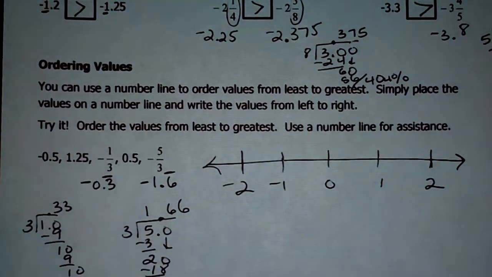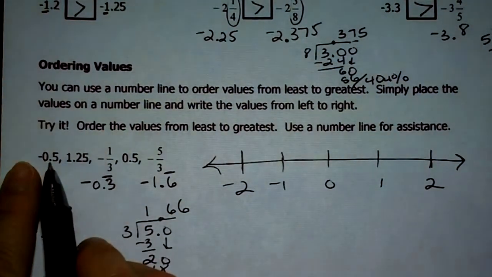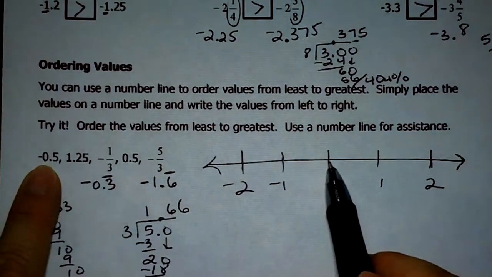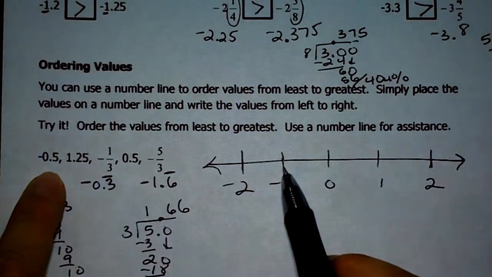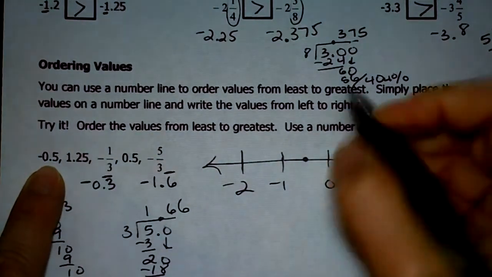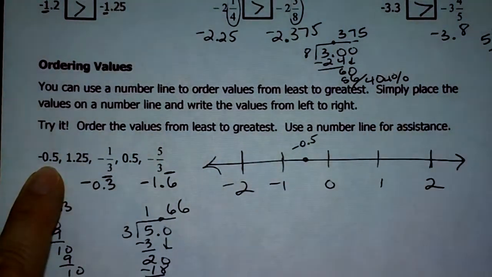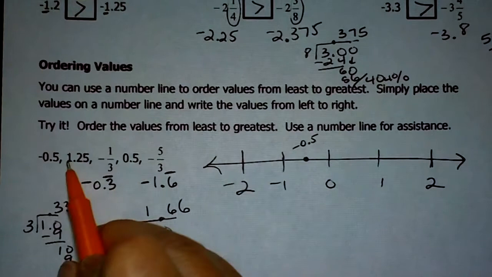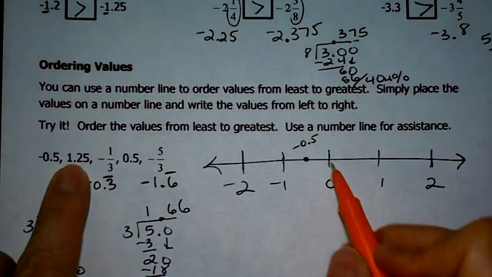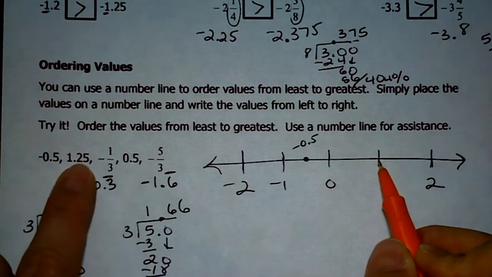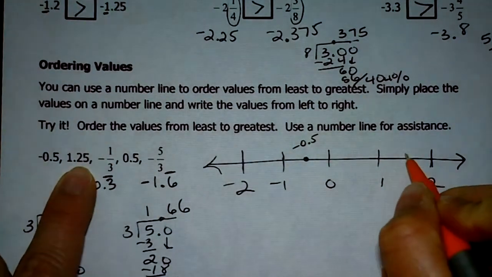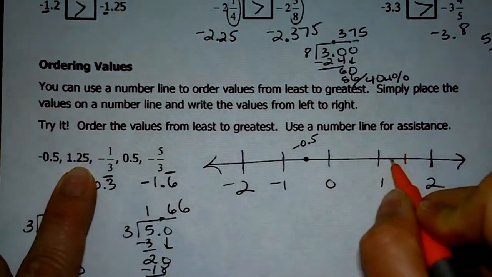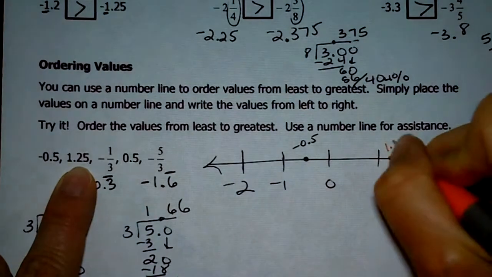Okay, so let's place each one on here. First off, I have negative 0.5. So this is negative. I'm going to start at 0. And negative 0.5 means that I'm between 0 and negative 1, halfway. So this is where negative 0.5 would be. Now I have 1.25. If I'm starting at 0, 1.25 means positive 1, and then another 0.25. Well, I know that 1.5 would be right here, and 0.25 is halfway between that. So 1.25 would be right there.